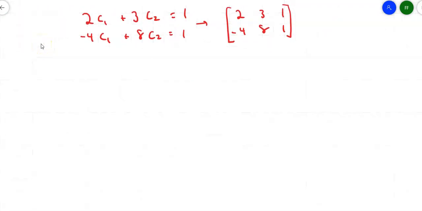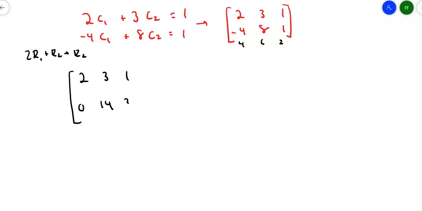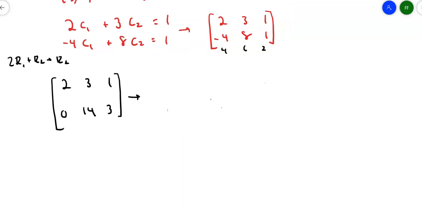Can we row reduce this? Sure. Shouldn't be too terrible. If I take twice the first row and add it to the second row, answer goes in the second row, I end up with what? +4, +6, +2. So my next row reduction becomes 2, 3, 1, 0, 14, 3. So from here, let's do some division to get these things down to ones in the pivot spots. So I get 1, 3/2, 1/2, 0, 1, 3/14. Ooh, some nice fractions here.